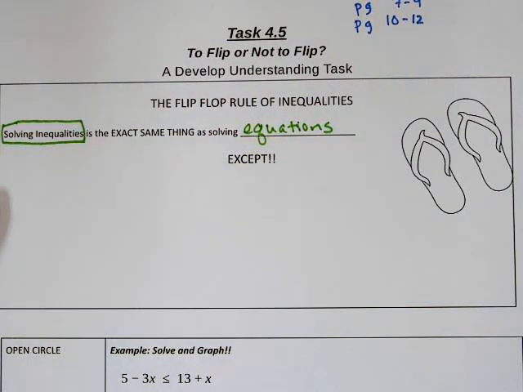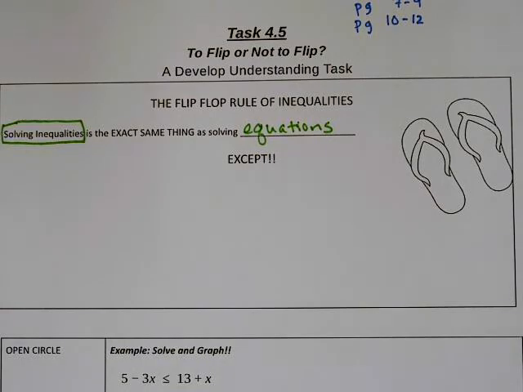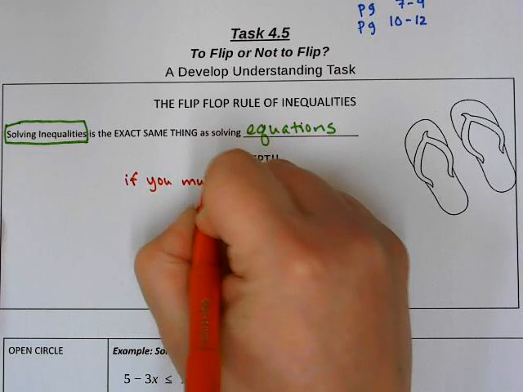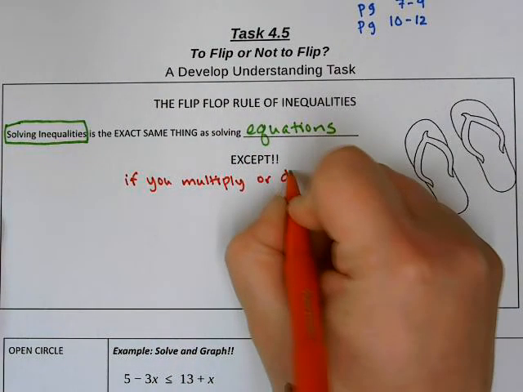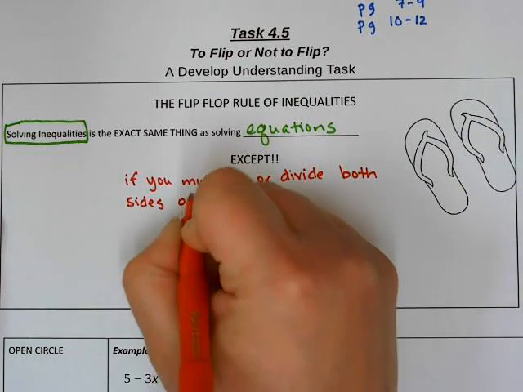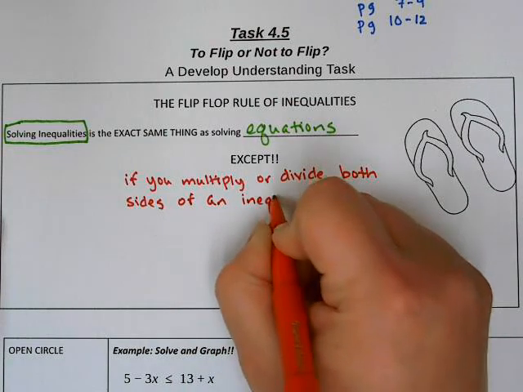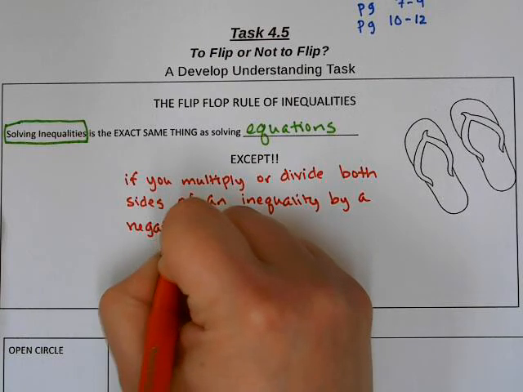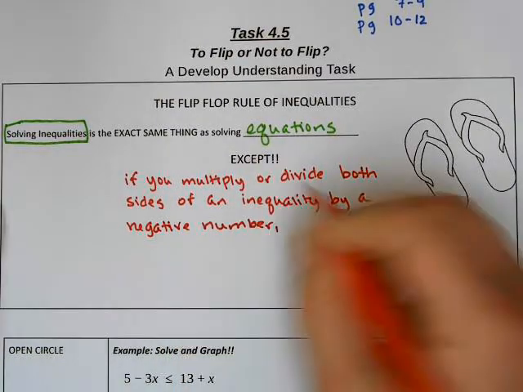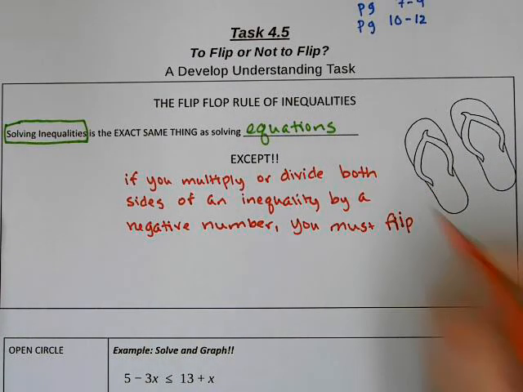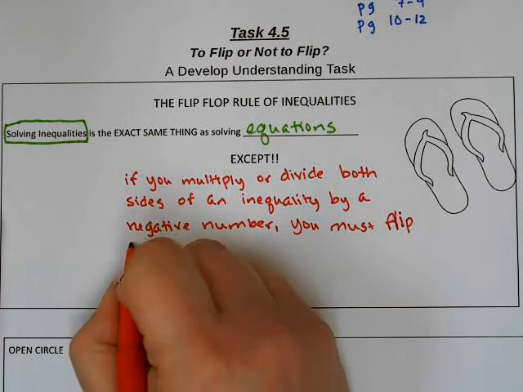All right, the only thing you have to remember that is different about solving inequalities, and this is going to be a really big, important idea, okay? The only exception is if you multiply or divide both sides of an inequality by a negative number, you must flip the sign. Oops, flip. I can spell, guys, it's fine. This is why I teach math. You must flip the inequality symbol.